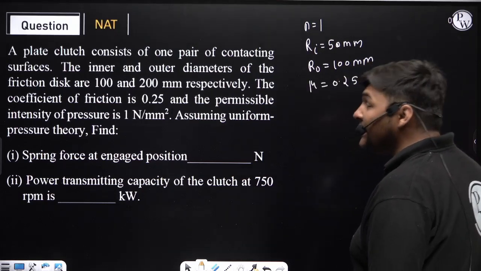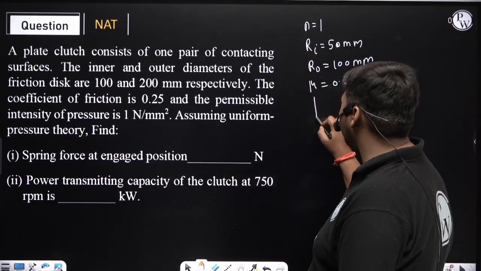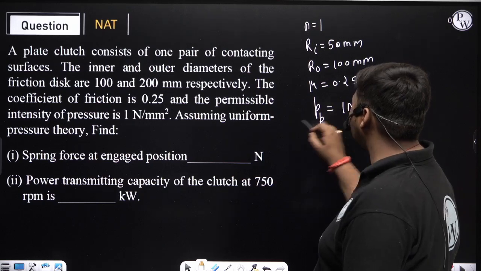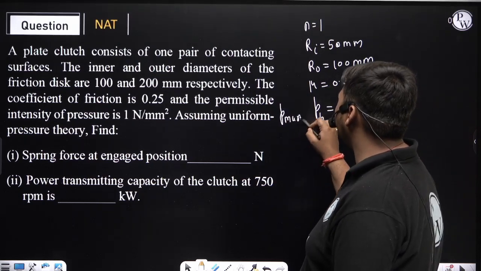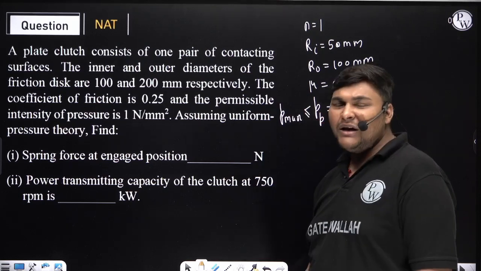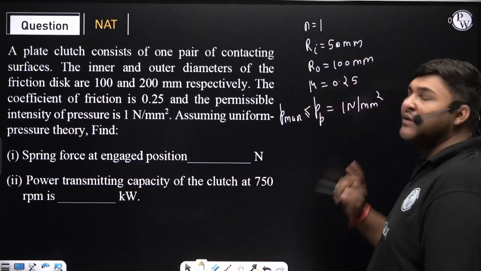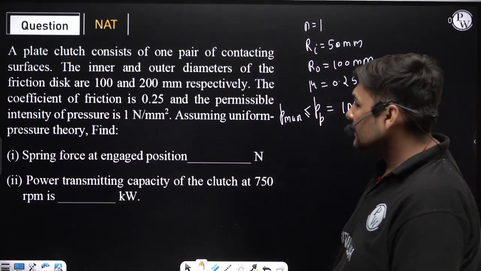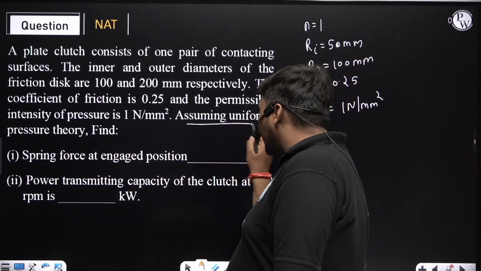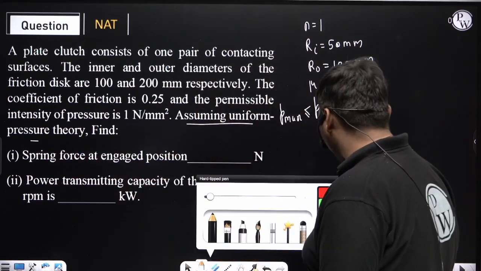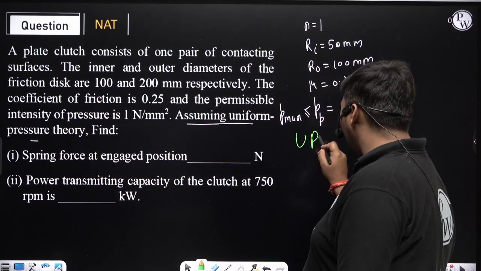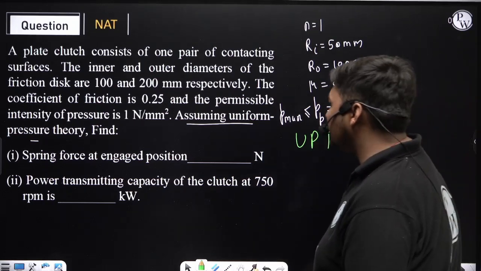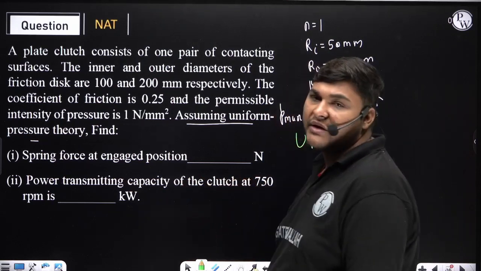Next, permissible intensity of pressure is 1 Newton per mm square. It is the permissible intensity of pressure, which means the actual maximum pressure should be equal to this or less than this. To calculate the limiting value, we will equate maximum pressure with 1. Now, assume uniform pressure theory. So the examiner is saying which theory we need to use? Uniform pressure theory. Okay, the examiner is asking for spring force at engaged position and power transmitting capacity at 750 rpm.